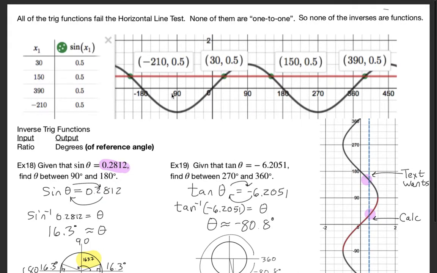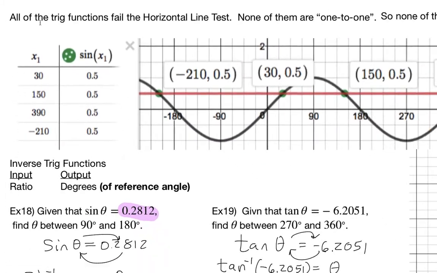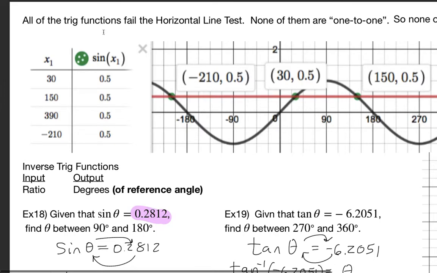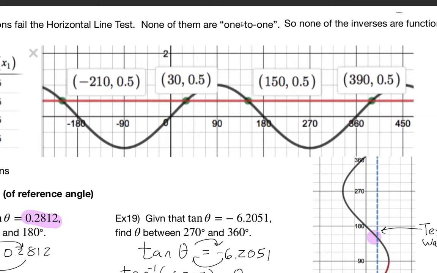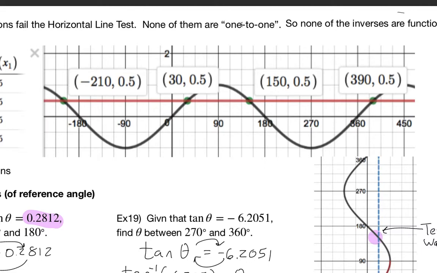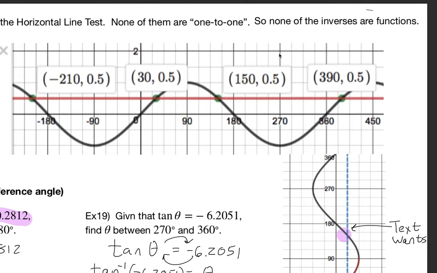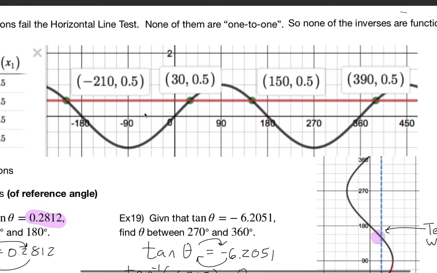So I'm going to drop the bomb. Here it is. All of the trig functions fail the horizontal line test. Boo. None of them are 1-to-1. They're periodic, so at every period, they fail the horizontal line test. Look at this. Here's the sine curve. And even before it hits 180 degrees, you can see it fails. You've got a horizontal line, right? And then it fails here and here and here. It fails an infinite number of times because it's so periodic. So none of the inverses are going to be functions. And that's going to make things a little tricky.